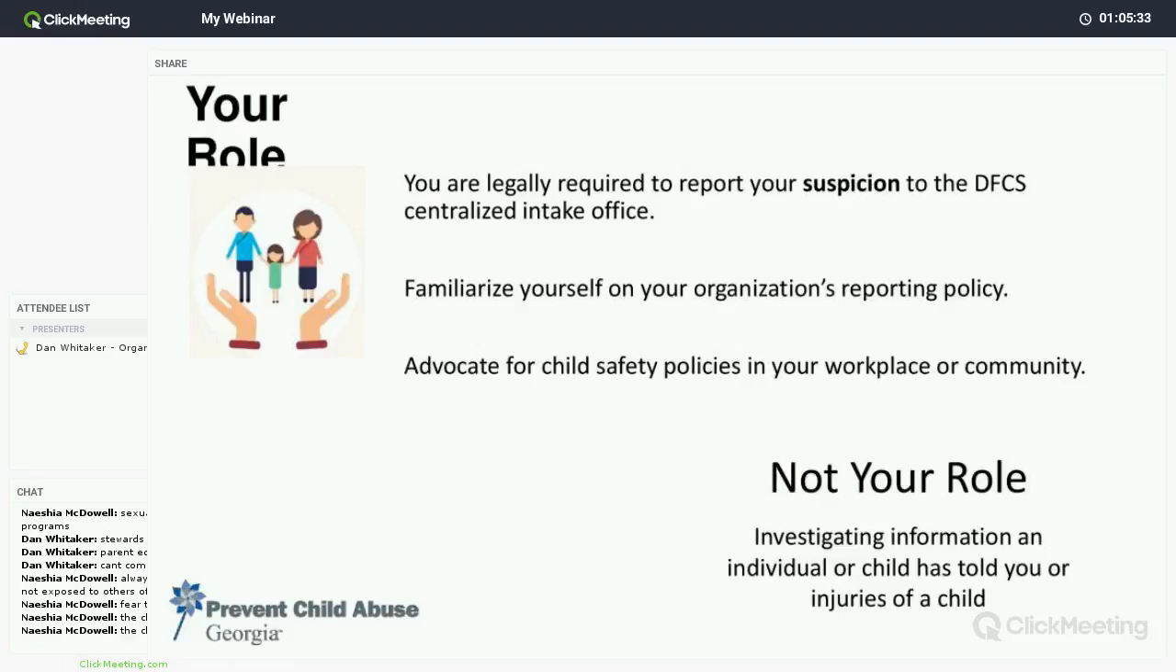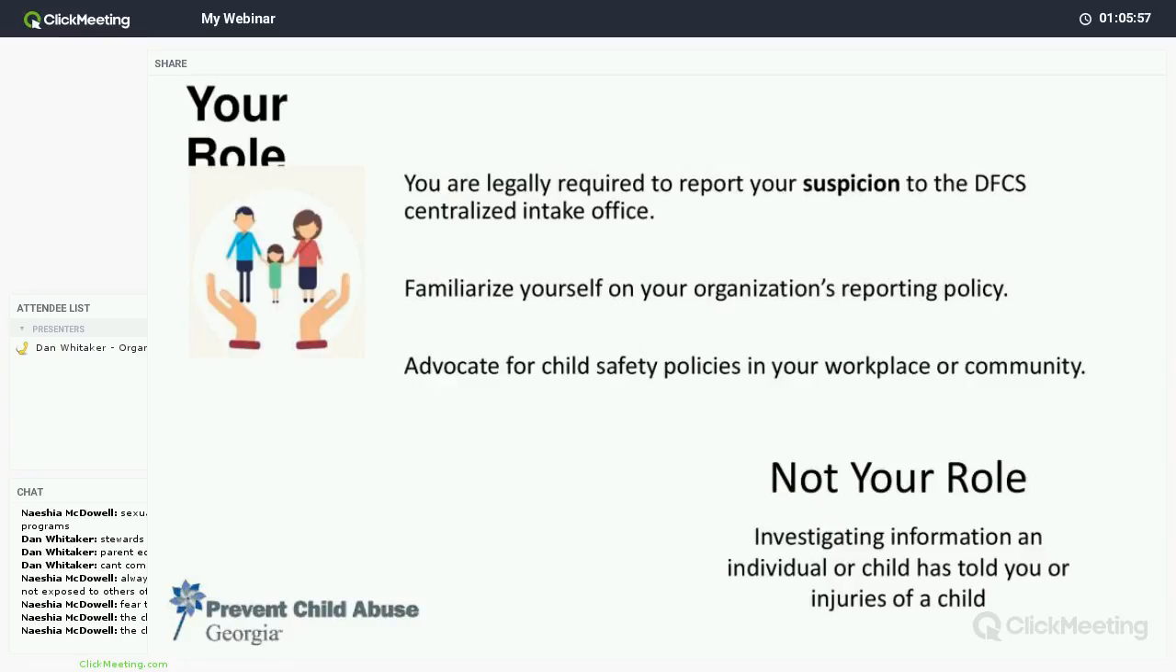And if your organization has a designated mandated reporter, and you as an individual make that report to the designated reporter, you have fulfilled your obligation as a mandated reporter. It is 100% legal or binding by law that that designated reporter has to make a report. It's not up to their judgment.